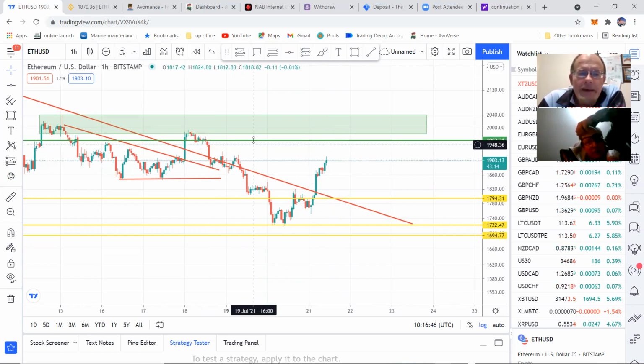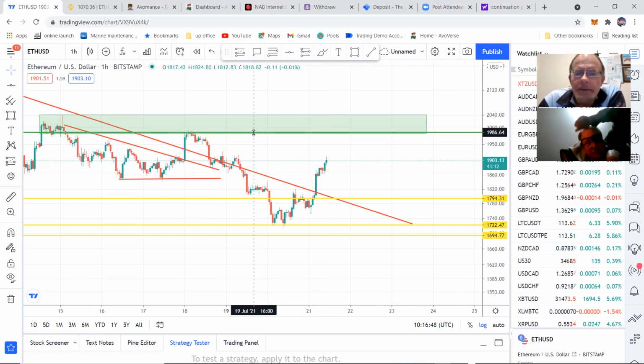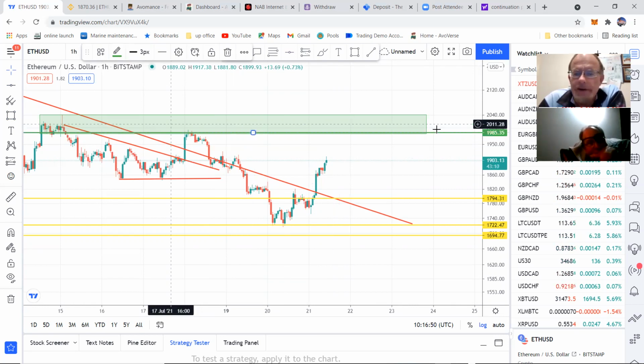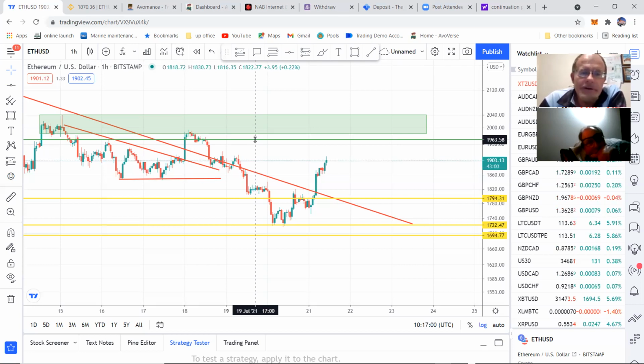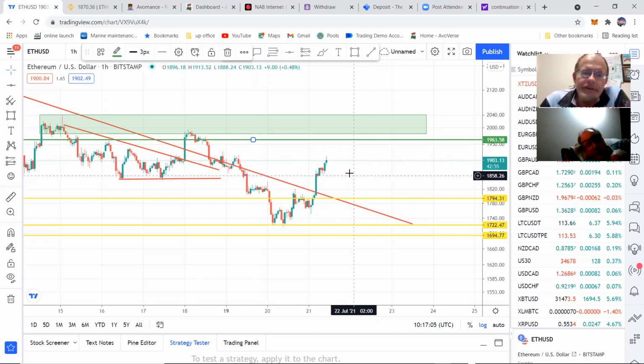If you put it up here where the resistance zone is, and then you come back from work and find the market had reached about here and then come back down on you. So just to be safe, I always put it a little bit lower than where I'm considering resistance to be. And then you can just leave it.